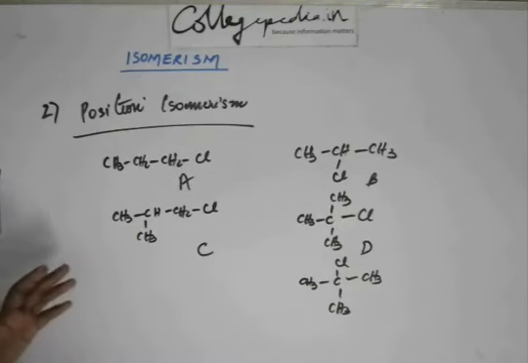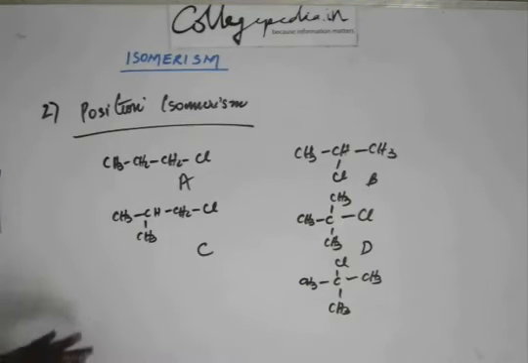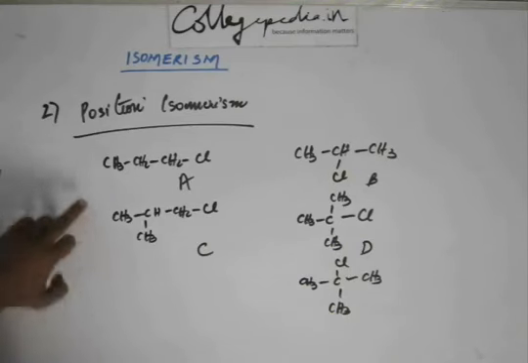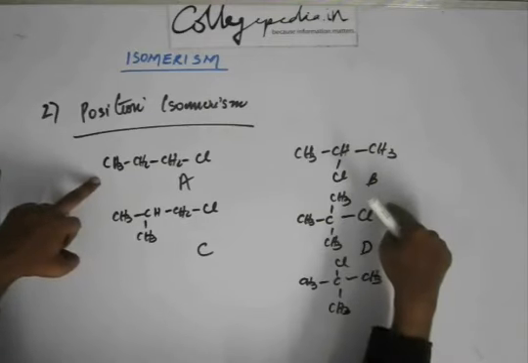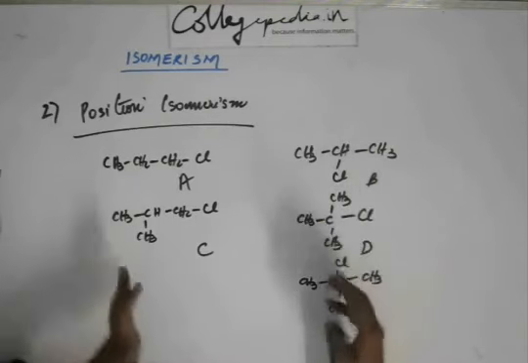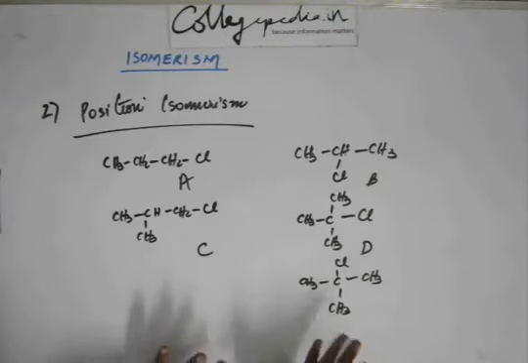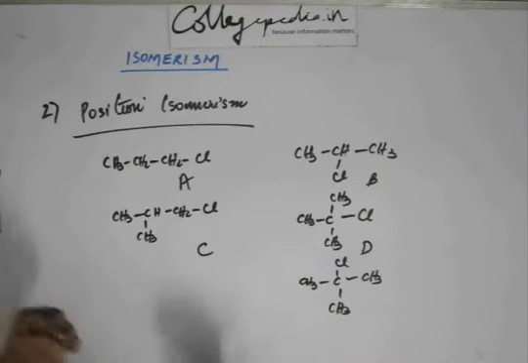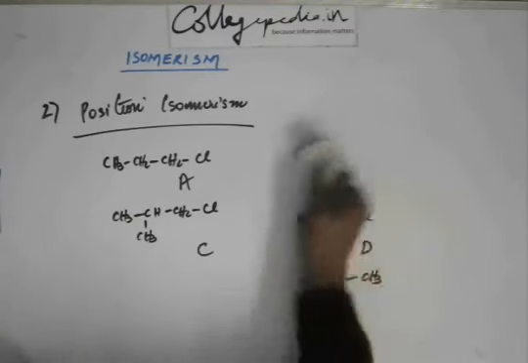If they ask you which are chain isomers, then here we don't have chain isomers, because if you look at A and B, and C and D, they don't have the same molecular formula, because A and B have 3 carbons and C and D have 4 carbons. So they will not actually have chain isomerism. So that's it.